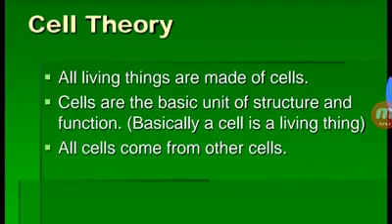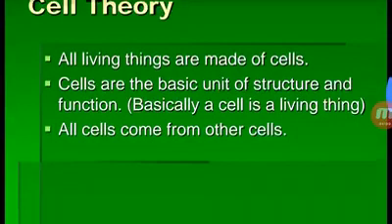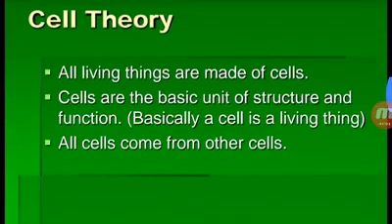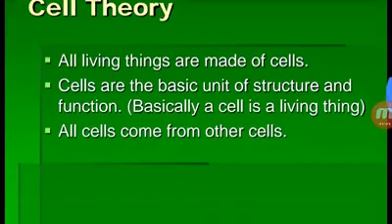So we have this theory: all living things are made of cells. That's true. Cells are the basic unit of structure and function. Basically, a cell is a living thing. This is the basic unit of life, and this is why it's called the basic unit, because everything inside the cell is doing the basic biological processes in life.